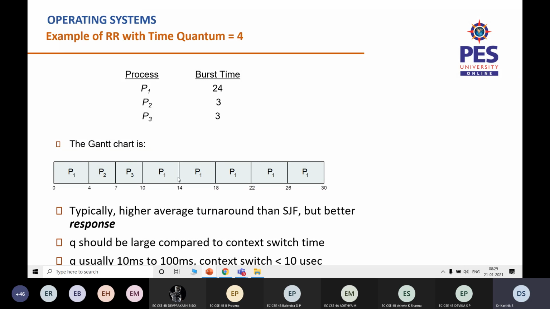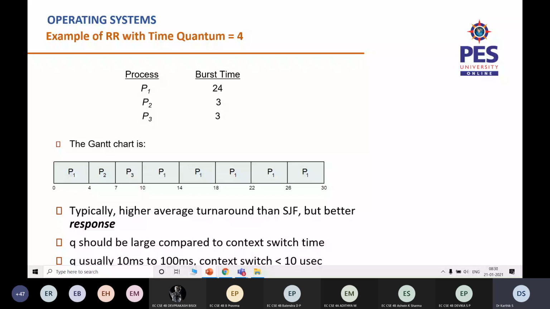So between 10 to 14, P1 will continue. 14 to 18, P1 will continue. 18 to 22, P1 will continue. 22 to 26, P1 will continue. And lastly, from 26 to 30, P1 will continue. If you look at the total burst time, it is 4, 4, 4, 4, 4 and 4, which becomes 24 milliseconds. So this is how the round robin algorithm will work, with our assumption that the time quantum is 4 milliseconds in this case.